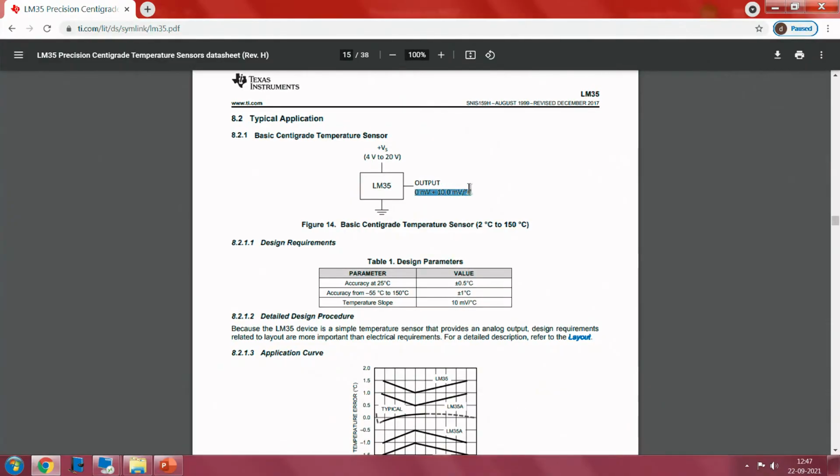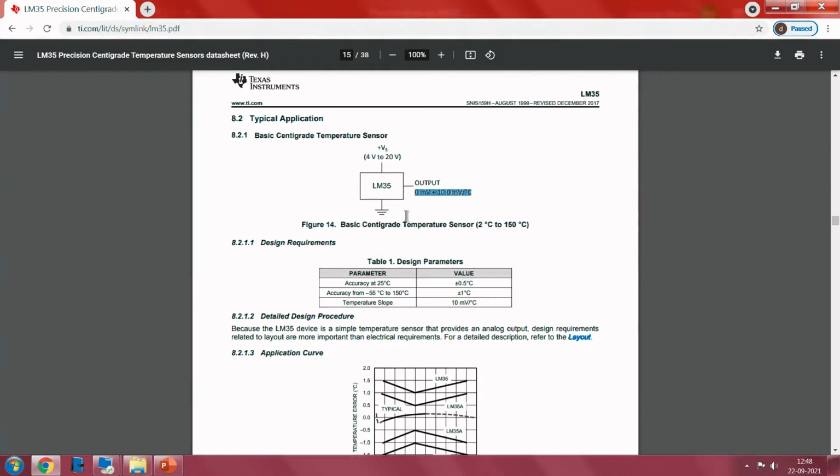Now if you see that the output voltage is 0 millivolt plus 10 millivolt per degree centigrade, which indicates that at 0 degree centigrade the output will be 0 millivolts. This means the inherent property of the temperature sensor is that it will not give any offset in the output voltage. So if the temperature is 0 degrees, the output we get is 0 millivolts. It starts from 0, no offset at all, no intercept, right.